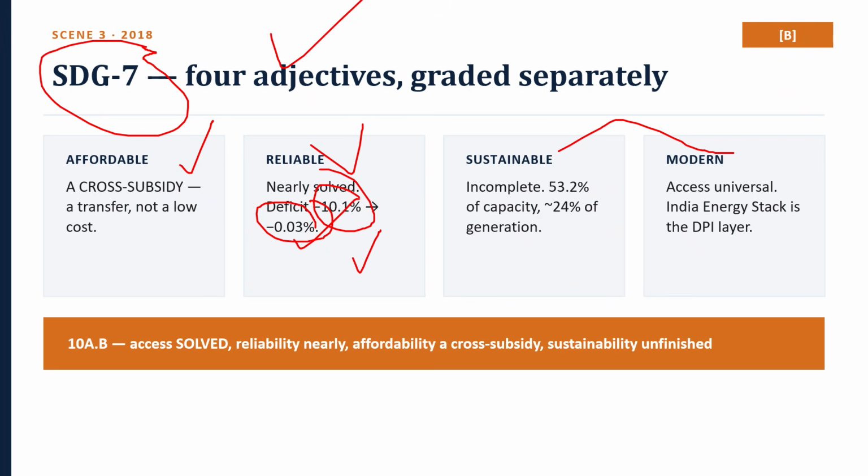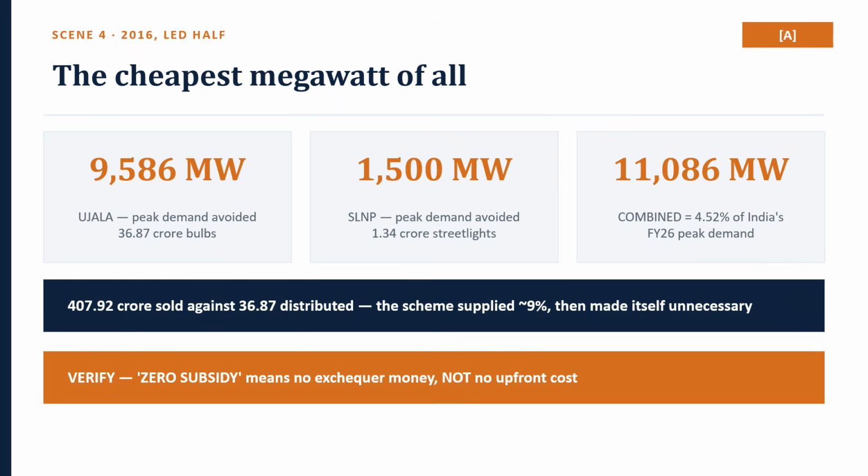And affordability: distribution finances have been repaired at the aggregate level, with AT&C losses down from 22.62 to 15.04%, and the ACS-ARR gap down from 0.78 to 0.06%. But affordability rests on cross subsidy that raises industrial tariffs. So it is a transfer rather than a low cost. And sustainability: non-fossil sources are 53.2% of installed capacity, but only about a quarter of generation. So the remaining problem is utilization and storage rather than capacity addition.